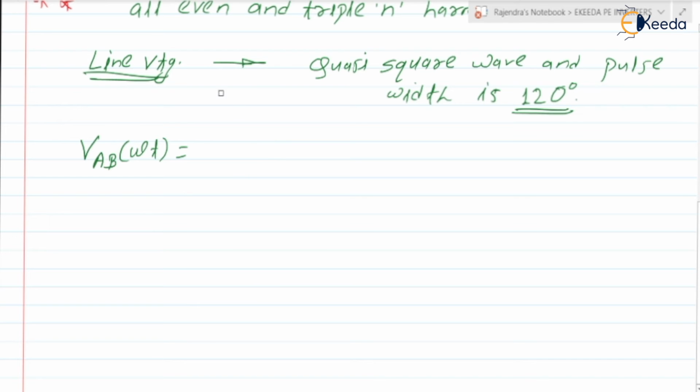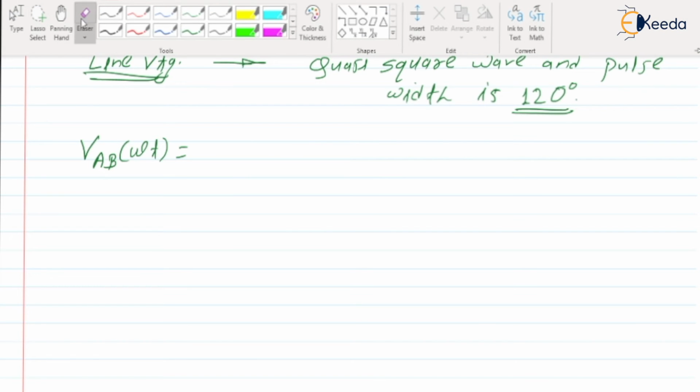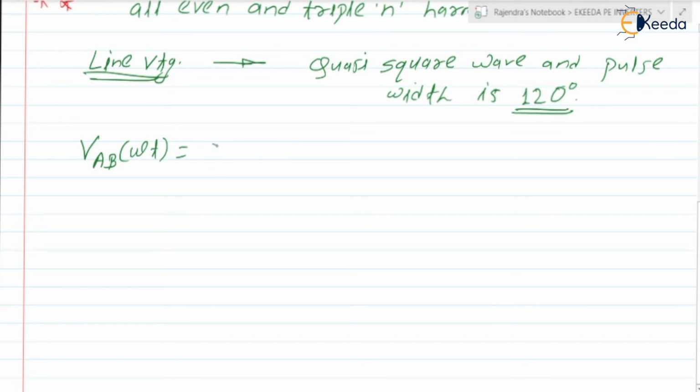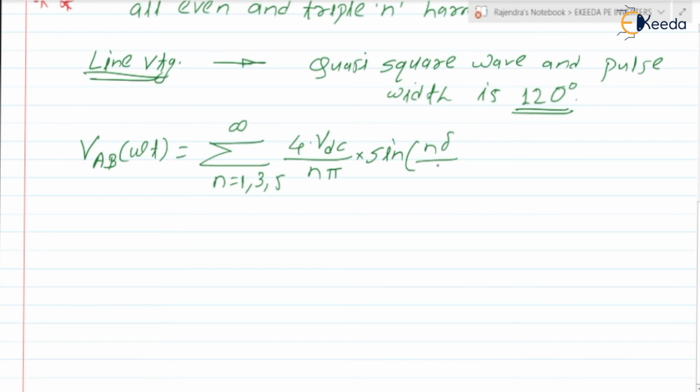Okay, so it can be written as summation over n is equal to 1, 3, 5 up to infinity. So it is 4 VDC divided by n pi, into sine of n delta by 2, into sine of, very important, please try to understand this expression, n into omega t. It is actually leading by 30 degree, so it is pi by 6 we need to write.